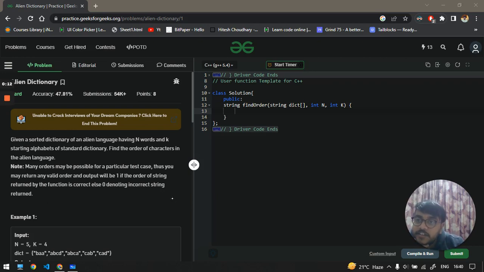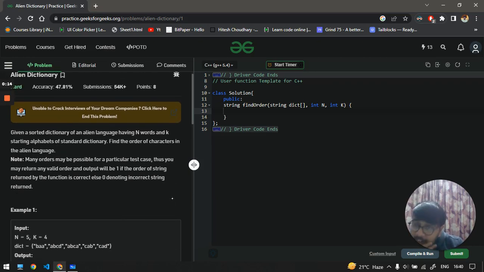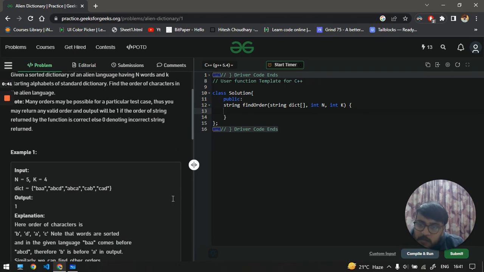So, Alien Dictionary. Basically, the question name is Alien Dictionary, and it is of hard level, and it is the most exciting problem. Okay, so the question says, given a sorted dictionary of an alien language having n words in it and k starting alphabets of a standard dictionary, find the order of characters in the alien language. Okay, so example 1, n equals 5, k equals 4.